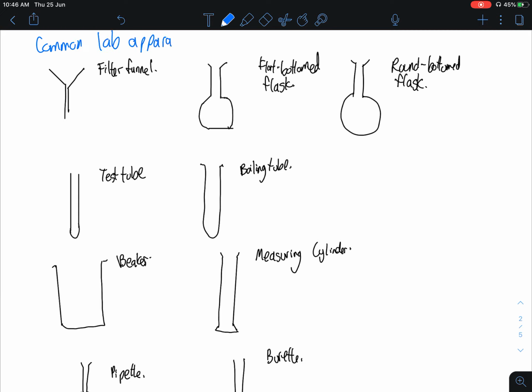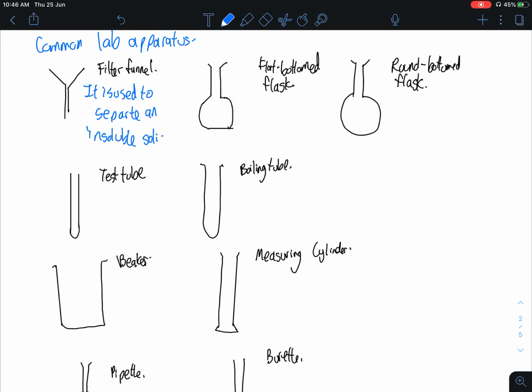Now what are these apparatus used for? Lab apparatus are instruments that we can find in a science lab in order to help us to measure and to collect data. One example is the filter funnel, which is used to separate an insoluble solid from a liquid solution.